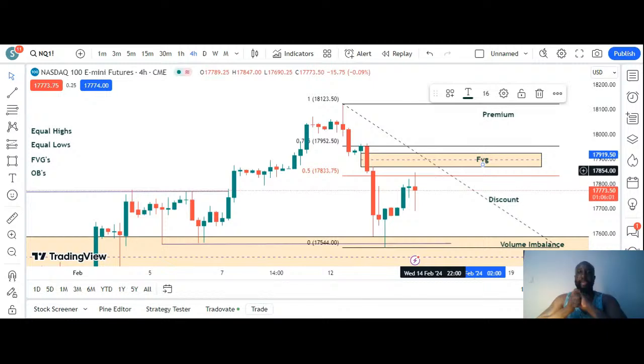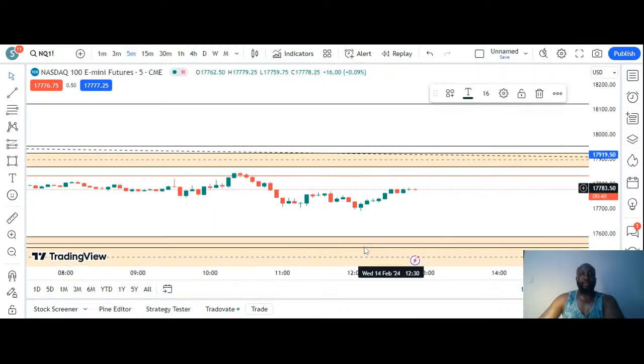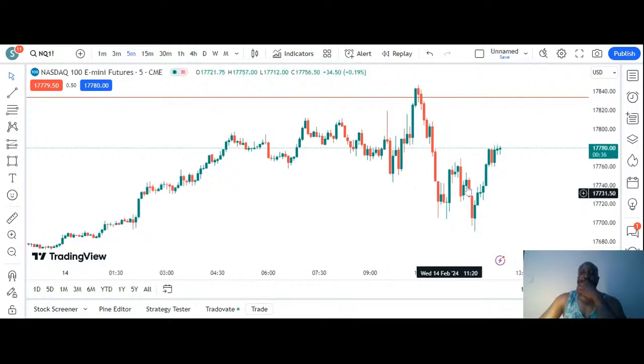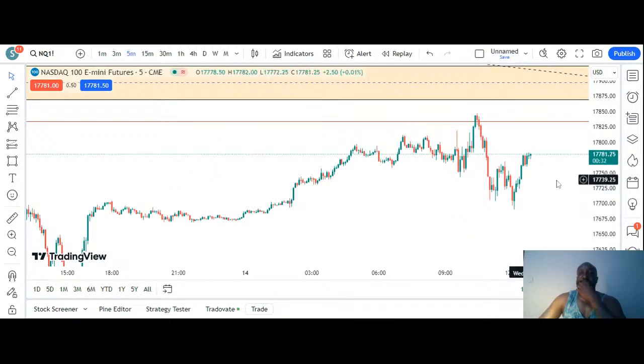So this is what I'd love to see, guys. I'd love to see the price going up to the fair value gap, and then I look for my selling opportunities. As soon as the price gets here, what do I do now? I go down all the way to my 5 minute time frame. This is what I have in my 5 minute time frame.